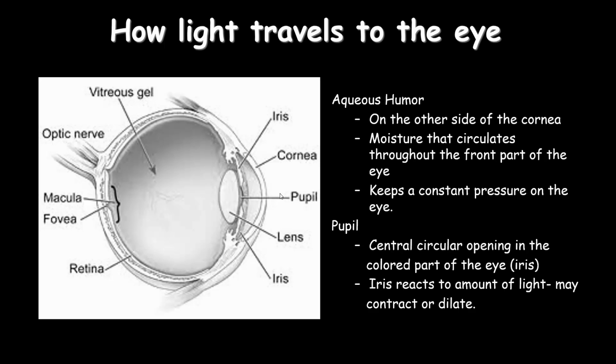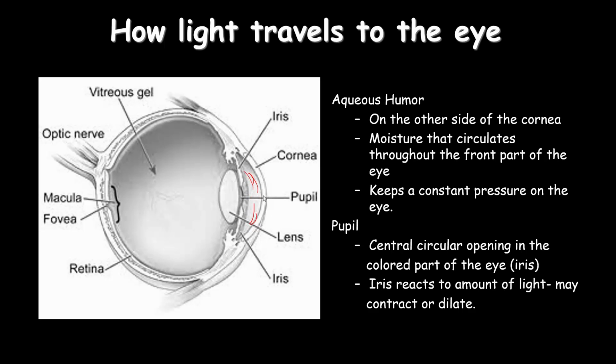Now we have the aqueous humor, and that's on the other side of the cornea. So that's actually in this area of the eye, right in here. Between the cornea and the pupil, it's just an area of moisture that circulates throughout the front part of the eye, and it keeps a constant pressure on the eye. All right, so this helps focus the light a little bit, but it also helps keep an equilibrium in pressure. This is the fluid-filled, which is why we say aqueous humor.